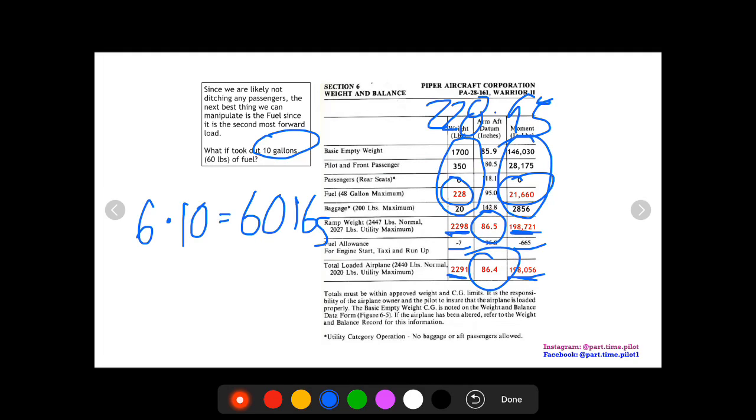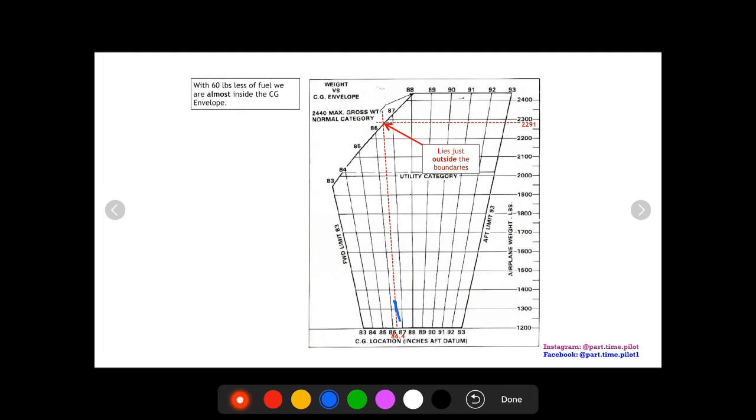So let's now go back to our CG chart and see if that was enough. All right, so we find 86.4 down here. We follow that up. Then we go over here on this axis. We find 2,291. We draw that over, and we're very close. We are very close. We're just outside.